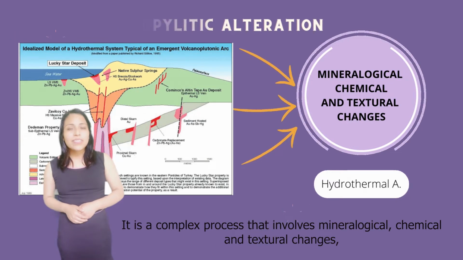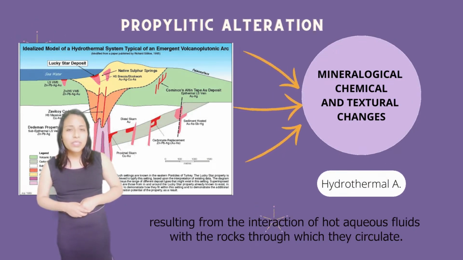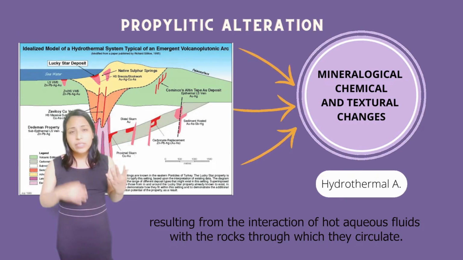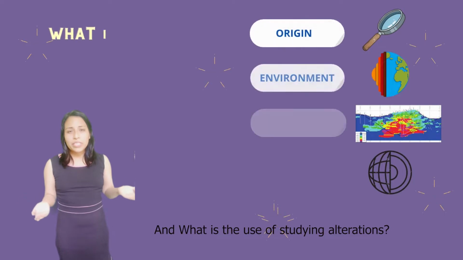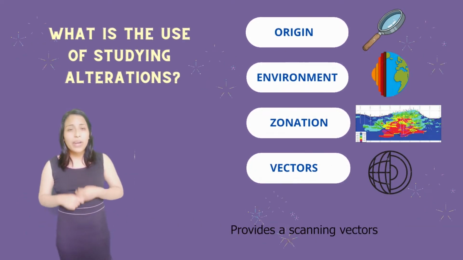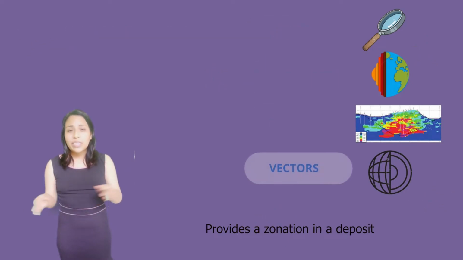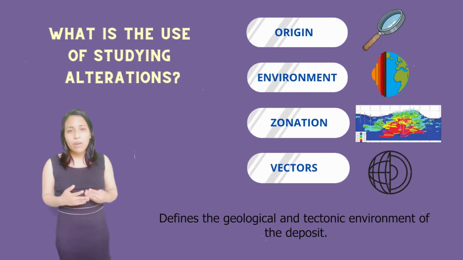It's a complex process that involves mineralogical, chemical, and textural changes resulting from the interaction of the hot aqueous fluid and the rocks through which they circulate. And what is the use of studying alteration? For four reasons: it characterizes a deposit of mineral origin, provides an exploration vector, provides a estimation on a deposit, and defines the geological and tectonic environment of a deposit.